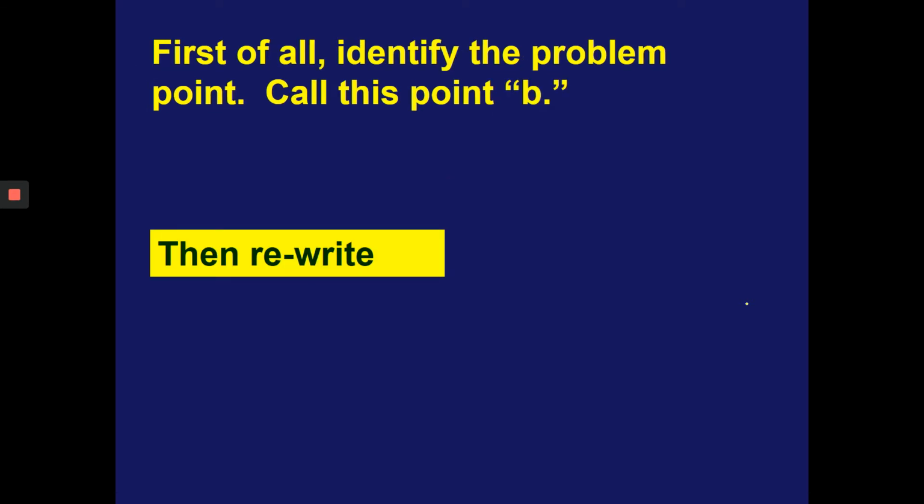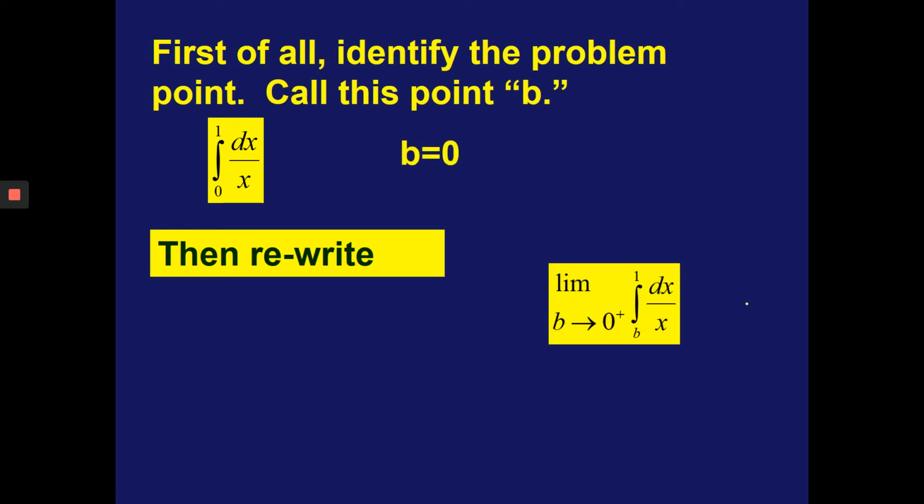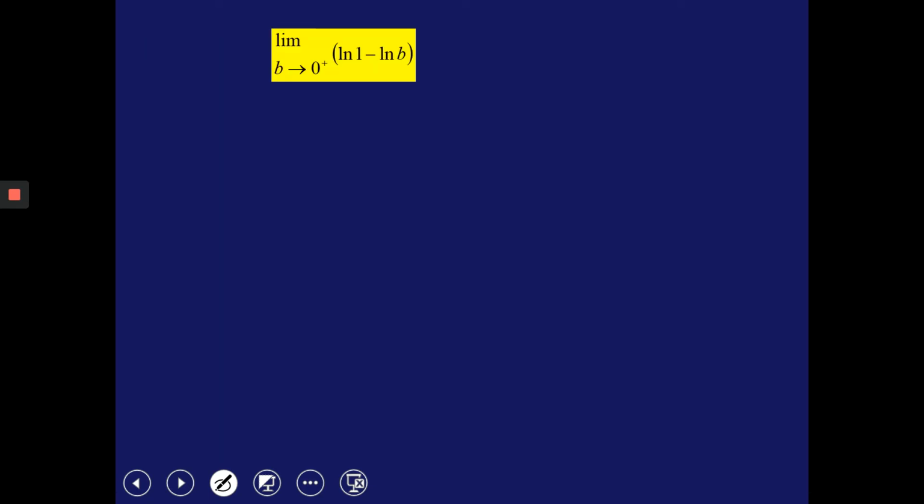We're going to identify the problem point, call that point b, and then rewrite. So in this problem, the problem point is 0. I'm going to write this as the limit as b approaches 0 from the right. So we're going from 0 to 1. Here's 0, here's 1. We're approaching 0 from this direction, so we need that little plus sign. And then just find the integral like you normally would. The integral of dx over x is just natural log of the absolute value of x.